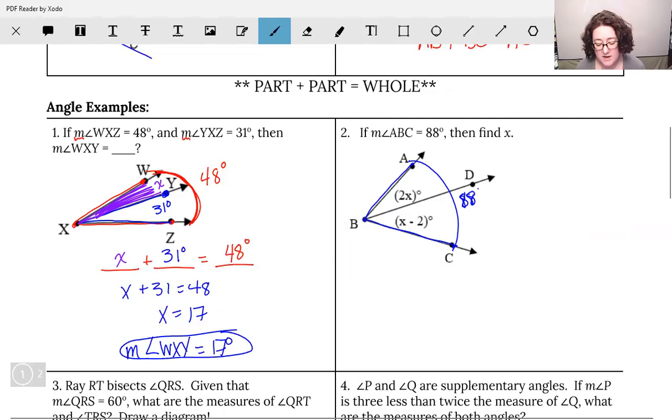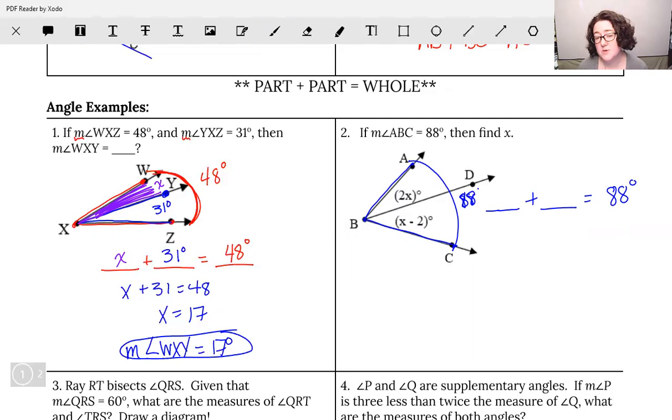So again, if I want to give myself that mental map, part plus part equals whole, and the whole thing on this one is the 88 degrees. Notice I still haven't even read the whole problem. As soon as I got some information, I started writing it down. I want to do something to organize my info. So let me go through and read it again. Let me see if I missed anything.